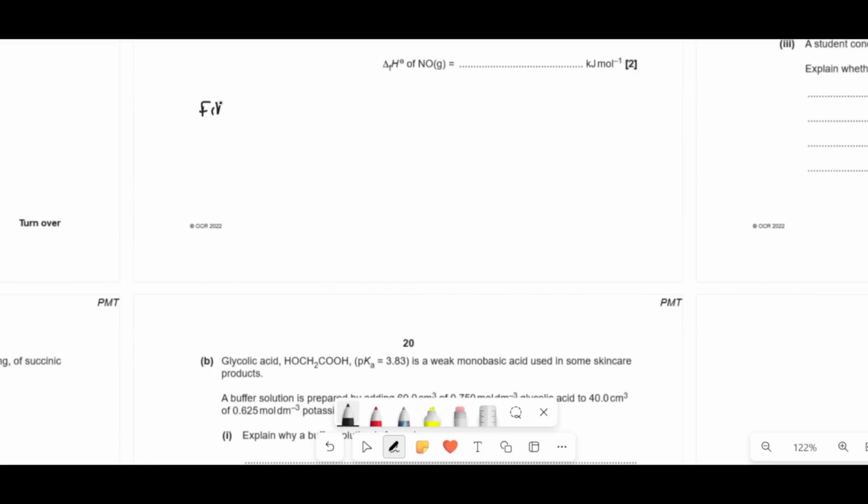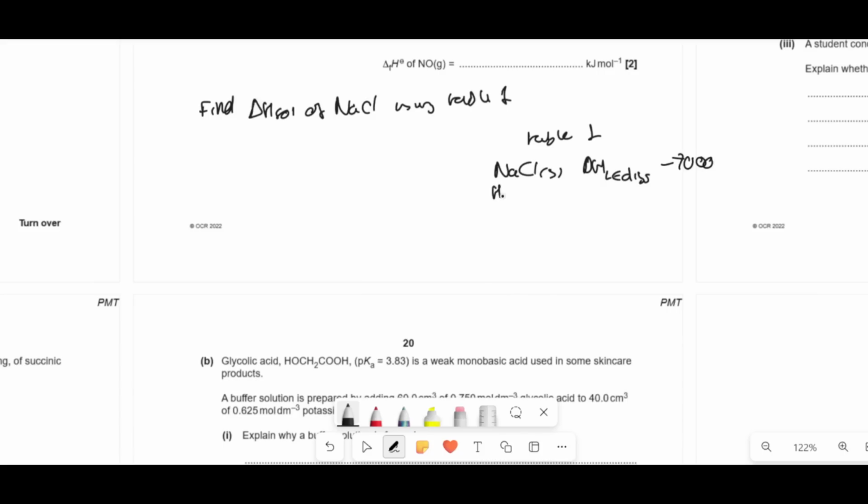So I'll say find the enthalpy of solution of NaCl using table 1. And so here's table 1. And let's say this is what they give you. I'm making the numbers up again. Right, that's all you get.